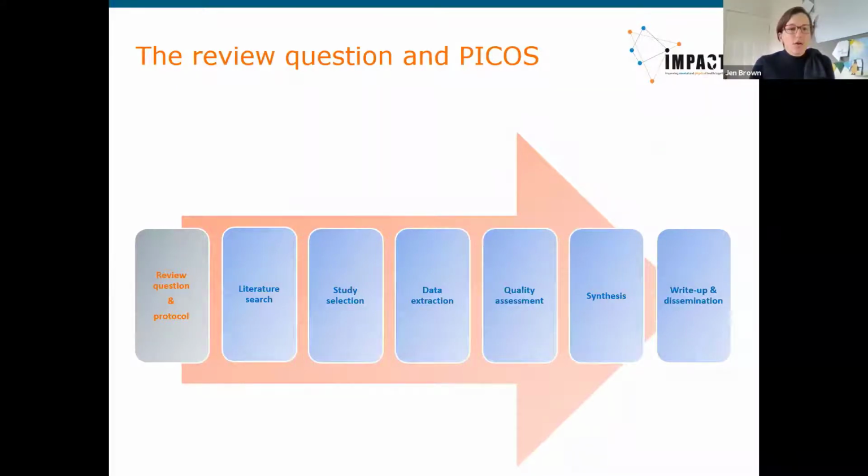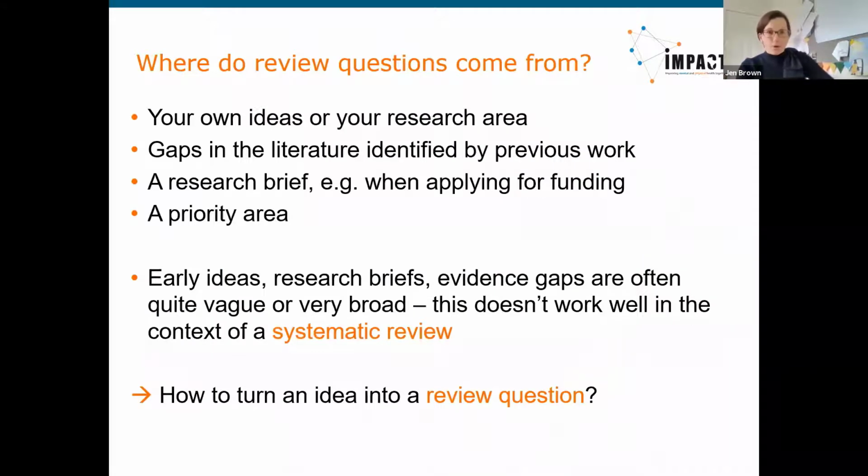So where do review questions come from? How does this happen? Sometimes review questions come from your own ideas or your own research area. There might be things that are very obvious, gaps in the literature that can either be identified by your own previous work or by other people's previous work. Often systematic reviews contribute to finding those gaps. But it can also be the other way around.